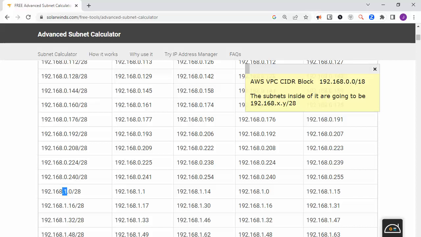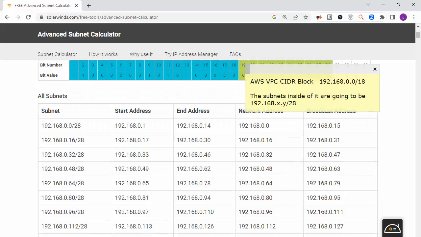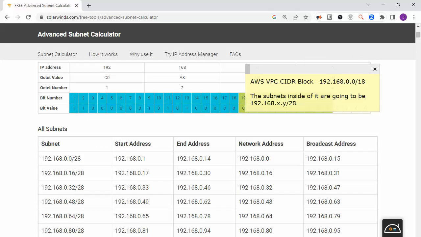In this case, if you use this other one, the octet changes to 1 up at this point here. But you need to use a calculator like this if you need to take a look at what the actual subnets are going to be.